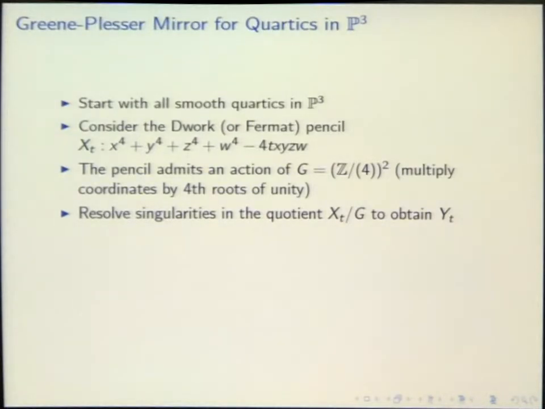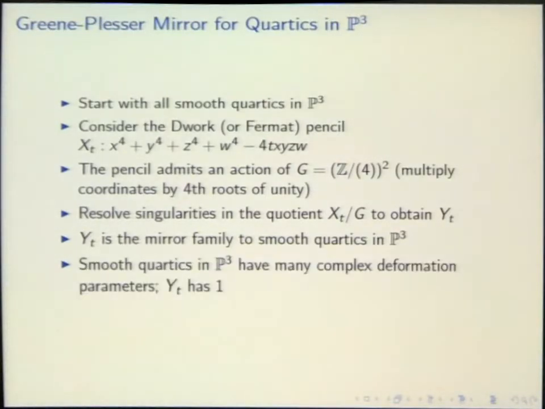So here we are with a new variety. And we think of this new one-parameter family of varieties, the Y's, that we got by modding out and doing a resolution, as being the mirror family corresponding to all of the smooth quartics in P^3. So these families are very different sizes. One of them has lots and lots and lots of possible complex parameters. The other one is naturally only a one complex parameter family.